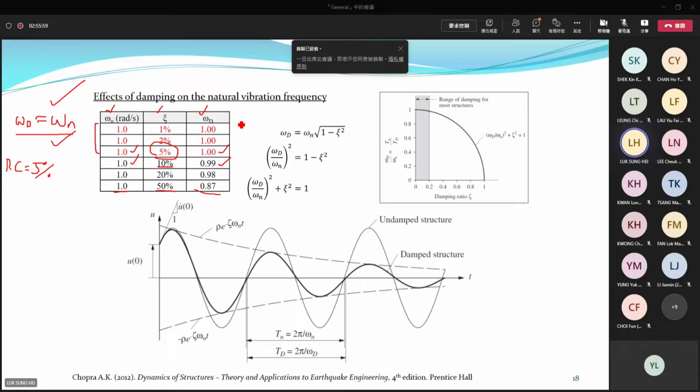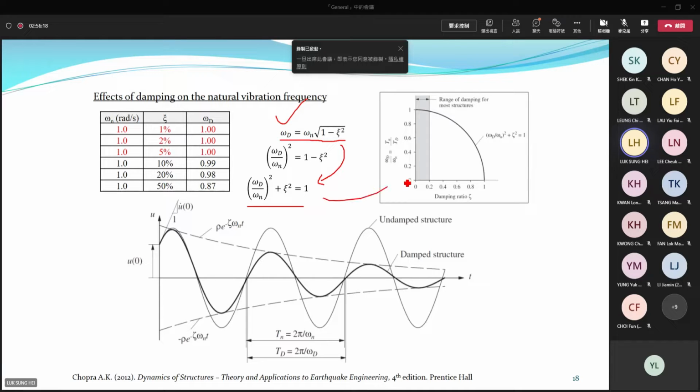If you're good in mathematics, instead of using this calculation, you can use math to prove their relationship. This is the relationship between the damped frequency and the undamped frequency. You can convert this equation to another form and then plot it on a graph.